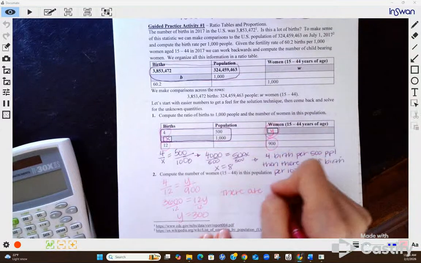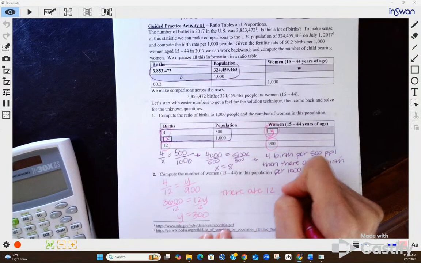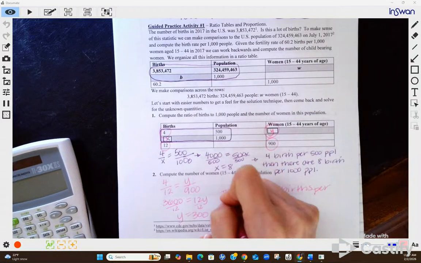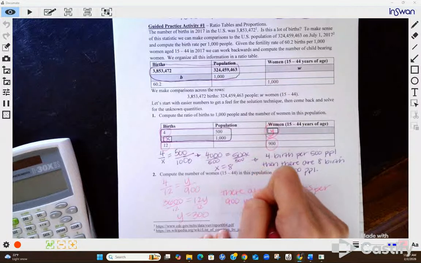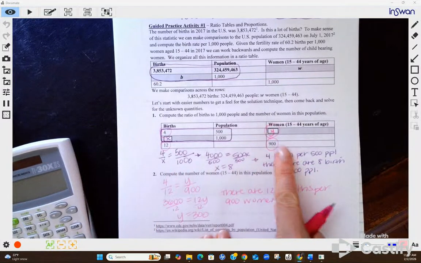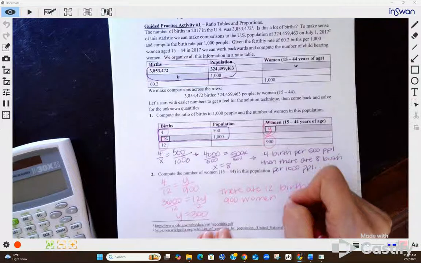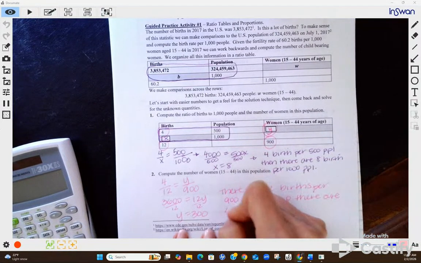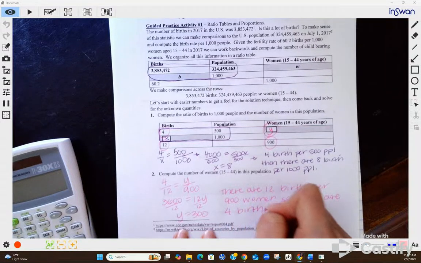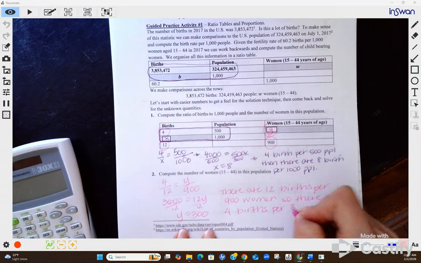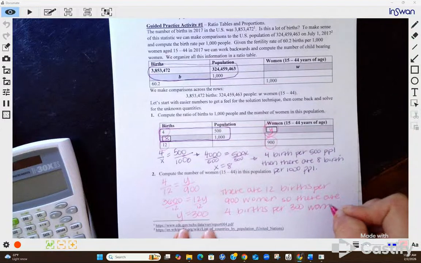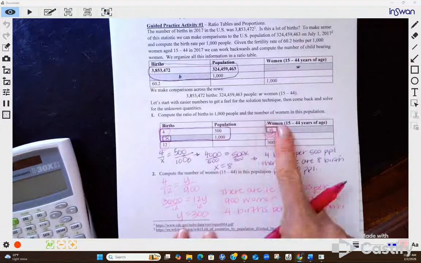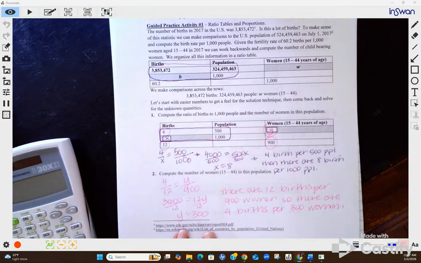So it's saying that there are 12 births per 900 women. So there are 4 births per 300 women, because now we have the answer that goes here. 4 matches up with 300 if 12 matches up with 900.